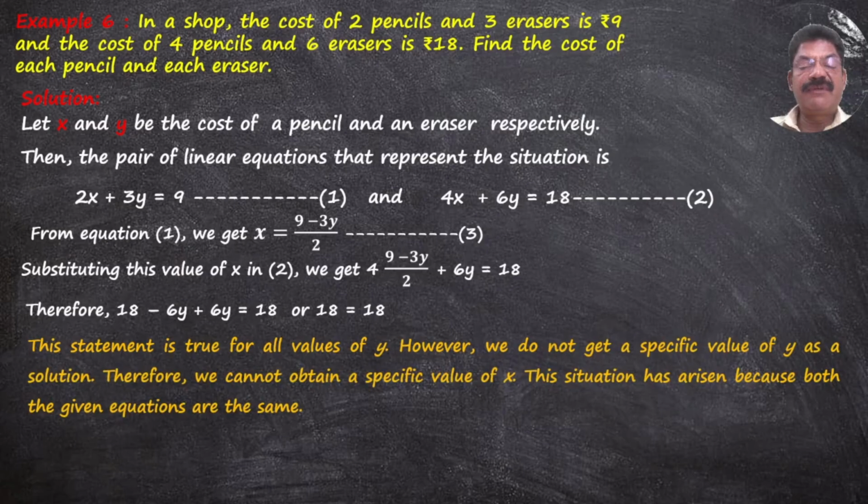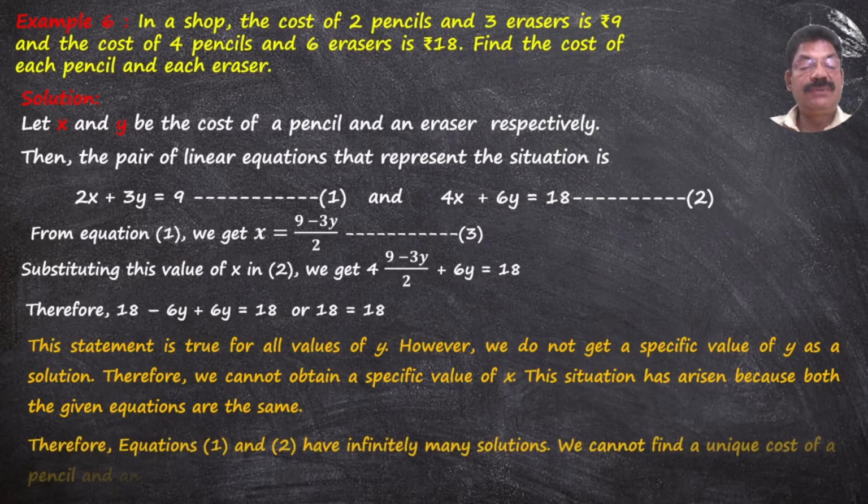So, what do you infer from this? The given pair of equations has infinitely many solutions. We cannot give any specific solution for x and y. So, when you look at equations 1 and 2, you can realize that both are the same. When you multiply equation 1 by 2, you get the second equation. Therefore, we are given only one equation. Therefore, the given pair of equations has infinitely many solutions.